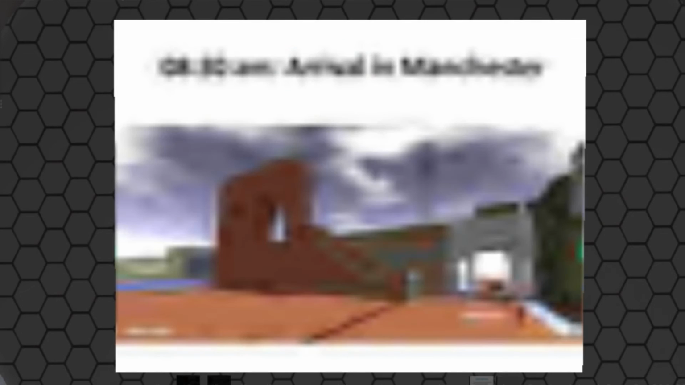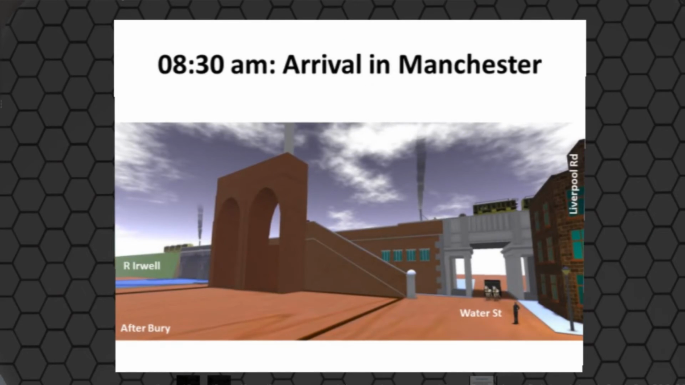And then finally, we arrive at Manchester at 8:30, 90 minutes later, and the passengers would dismount. They wouldn't actually go into that station that we saw. They would dismount before Water Street and come down that carriage ramp that you can see in the foreground.